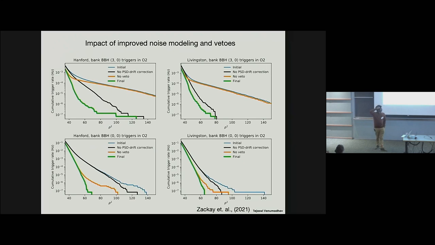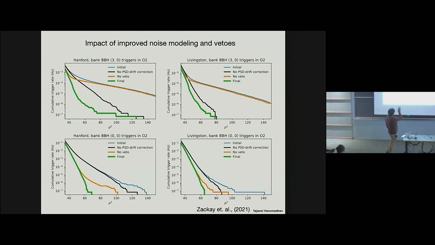So this is showing the level of the background. In each detector, rho squared is the signal to noise ratio squared, and the y-axis is the rate at which the analysis throws out triggers at this level of SNR squared. By applying each of the improvements that I mentioned, the PSD drift correction is talking about the slow non-stationarity, and the V2 is talking about how we deal with the glitches. By cumulatively applying this, we get pretty close to the Gaussian case. The green line is not quite Gaussian, but it is getting close to it.